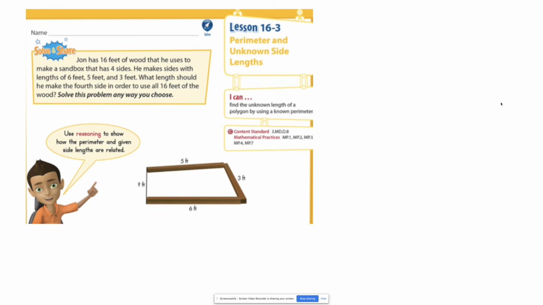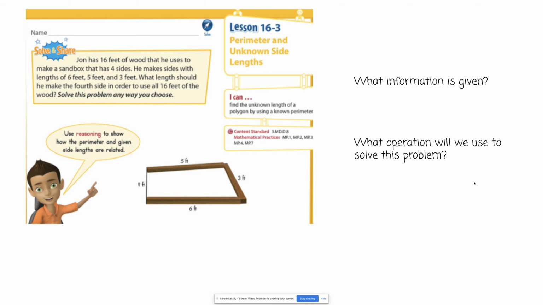So let's take a look at that. First of all, we need to ask some questions. What information is given in the question? Well, we know that there are 4 sides to this shape, and they gave us the sides of 3 of them. This side is 5 feet, this side is 3 feet, this side is 6 feet. We have an unknown side. But we also know that the total amount of wood that he's using is 16 feet. So what operation would we use to solve this problem?